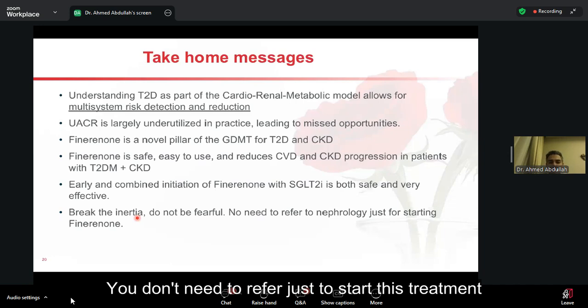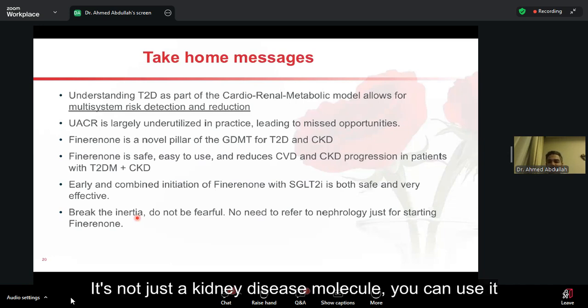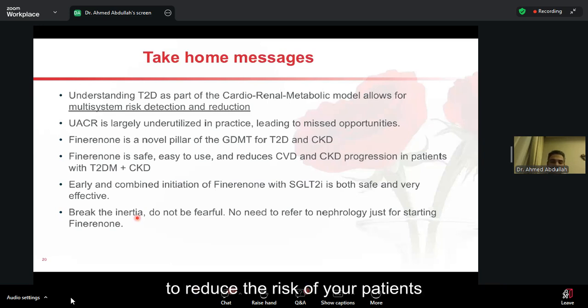You don't need to refer just to start this treatment. It's not just a kidney disease molecule. You can use it to reduce the risk of your patients.